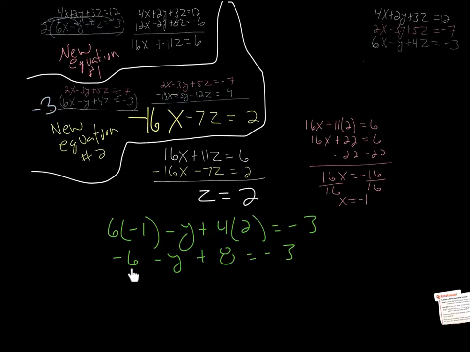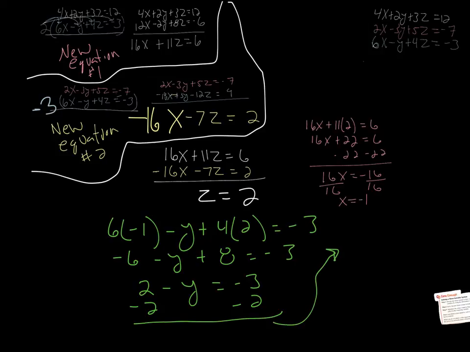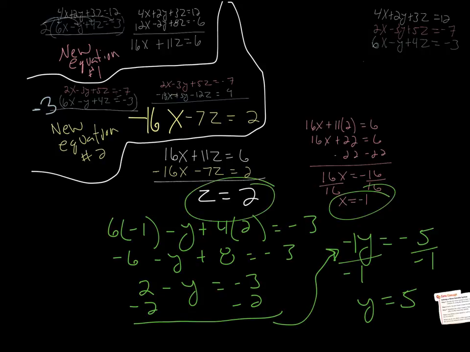So now I have negative 6 minus y plus 8 equals negative 3. So negative 6 plus 8 is just 2. So 2 minus y equals negative 3. Subtract 2 from both sides. I'm running out of room. And we get negative y equals negative 5. Since there's a negative 1 here, I have to divide by negative 1, divide by negative 1, and you should get y equals 5.